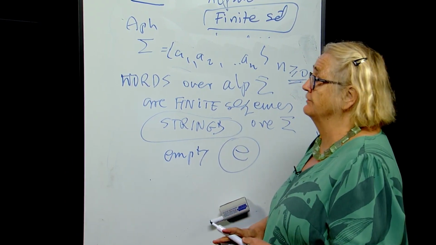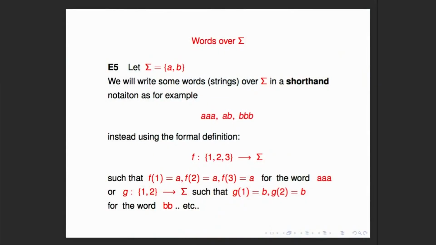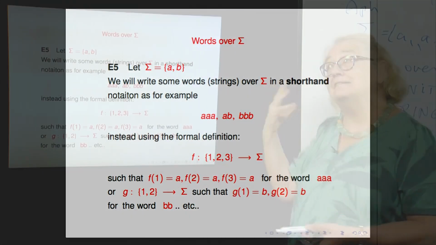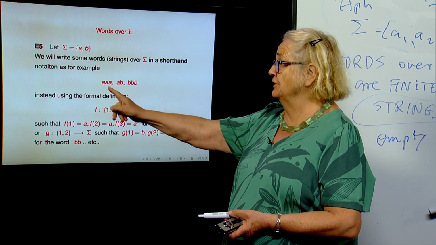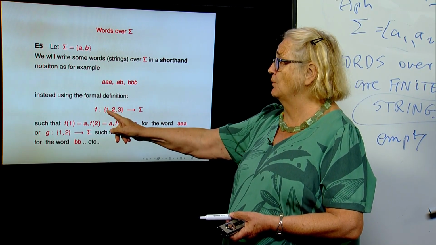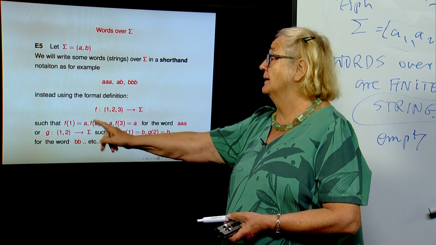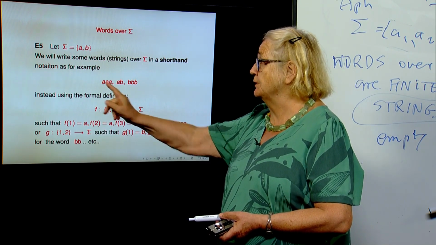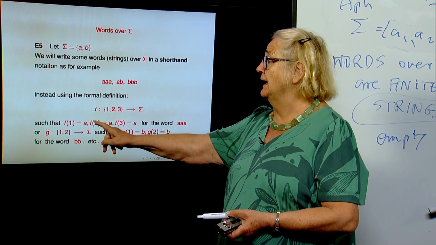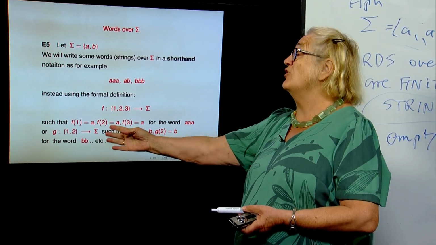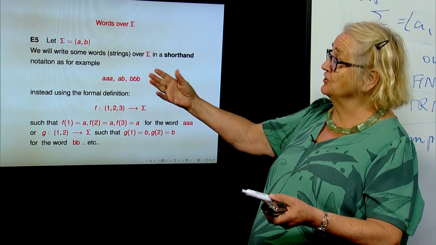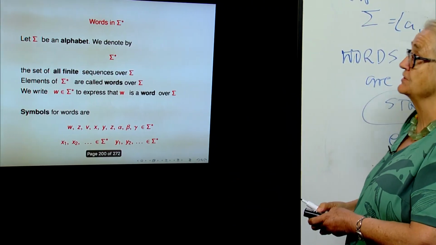For example, if sigma has 2 elements, this is a sequence, and this is a sequence. But really, formally, a sequence is a function. A 3-element sequence is a function from 1 to 3 into sigma: f(1) is the first element of the sequence, f(2) the second element, and so on. We don't use that formal definition all the time. We write sequences like this.